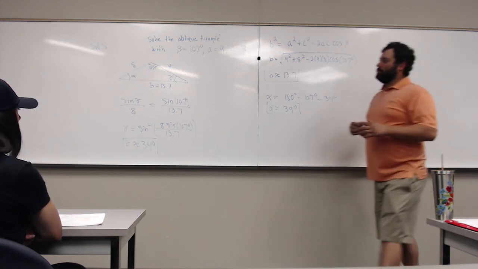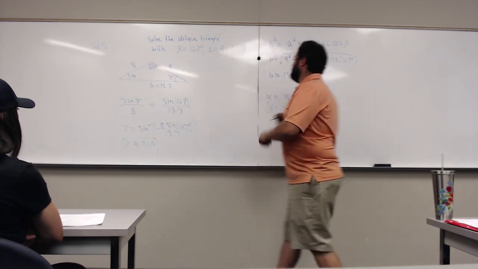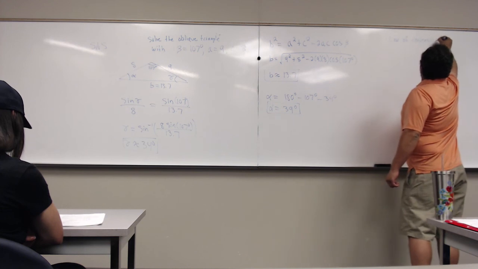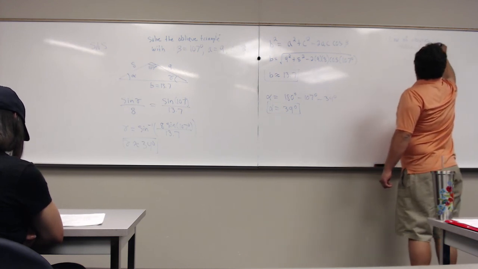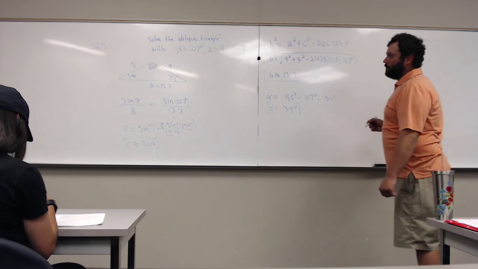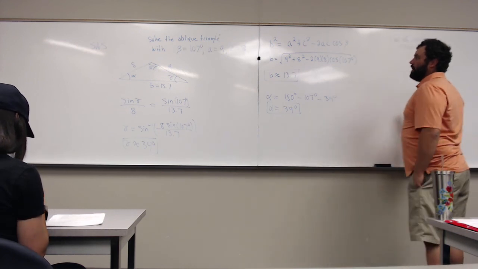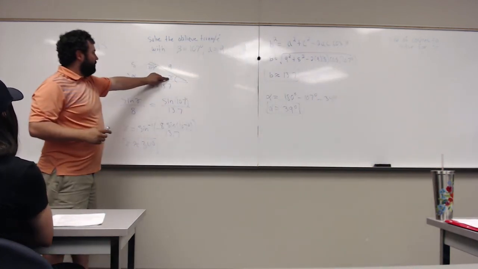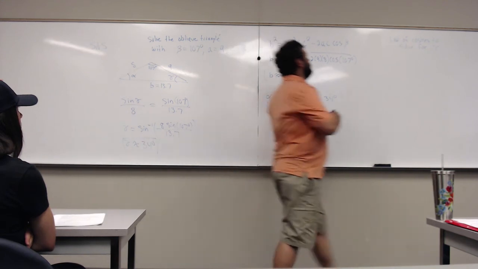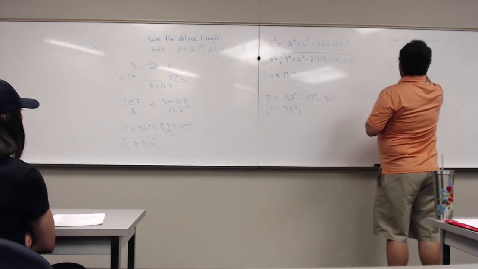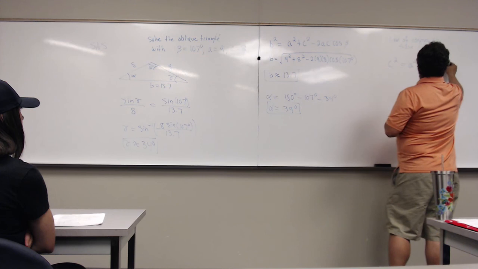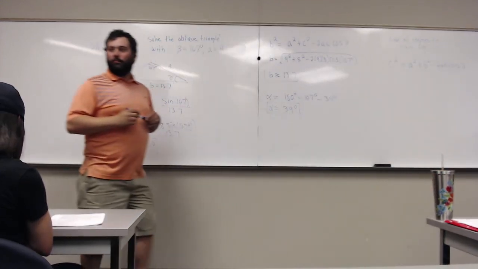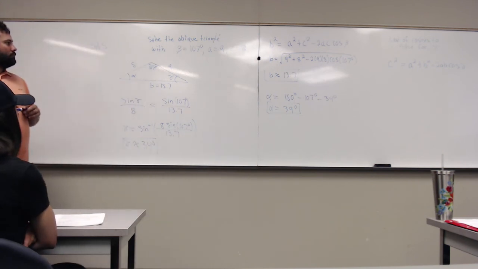So let's just see what would happen if I use law of cosines to solve for gamma. What would you have to do there? You'd have to use the law of cosines formula that involves gamma. I think that one would be c squared equals a squared plus b squared minus 2ab cosine gamma.